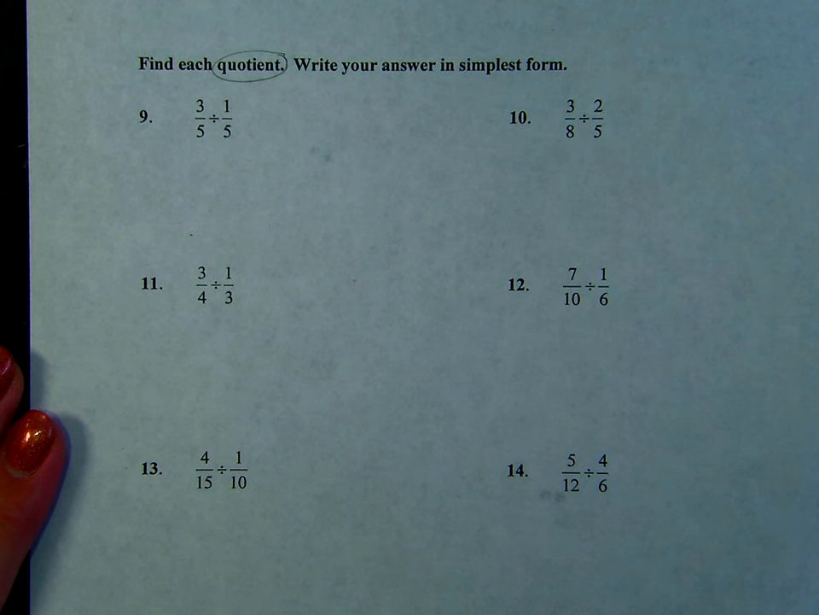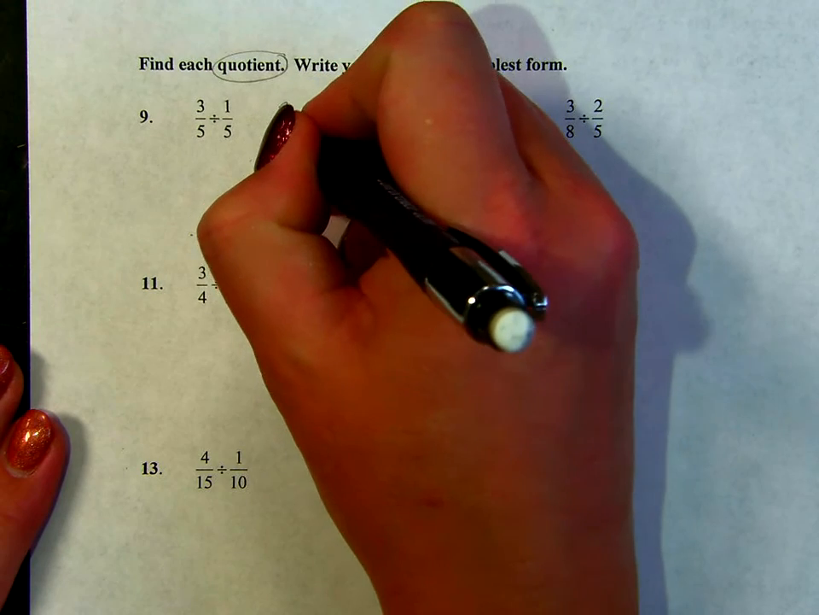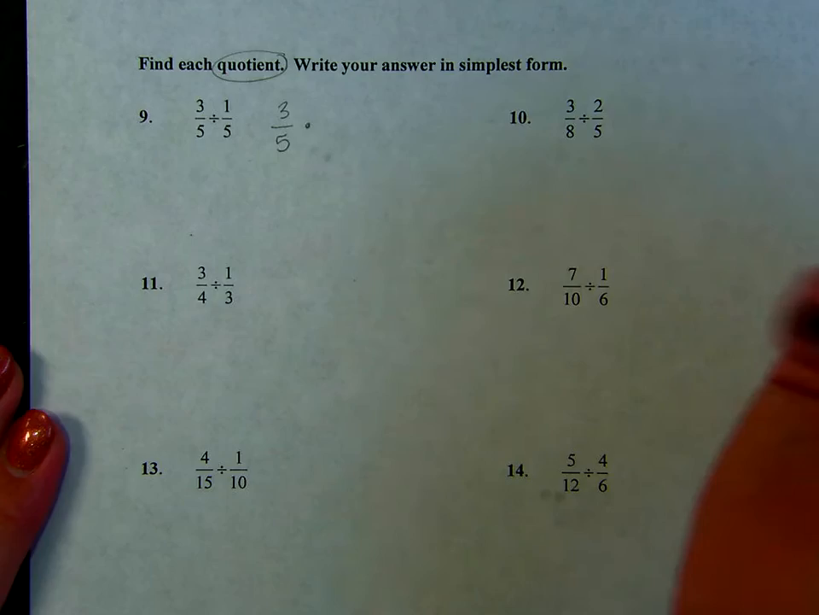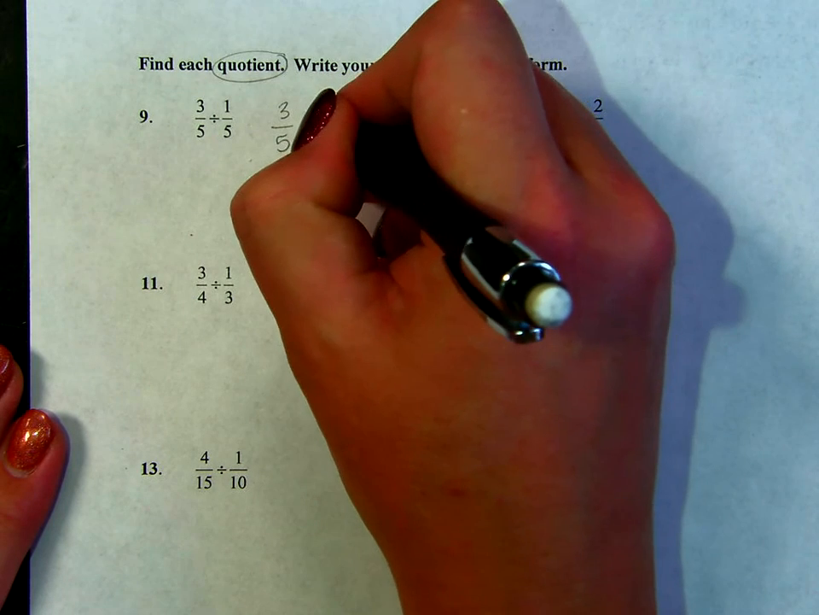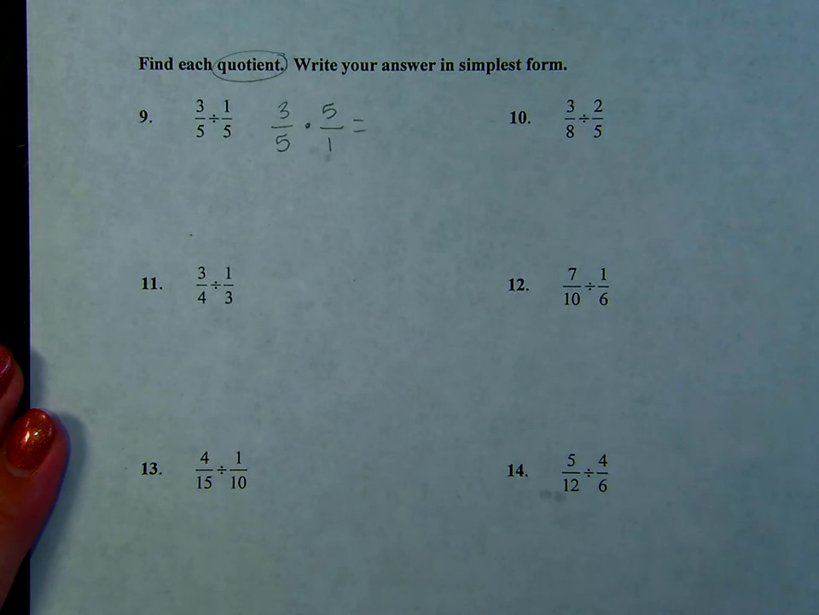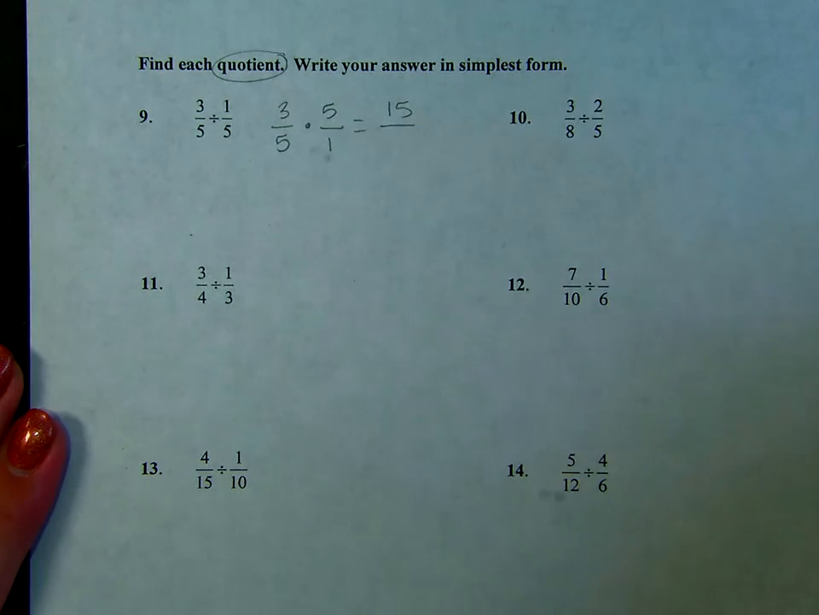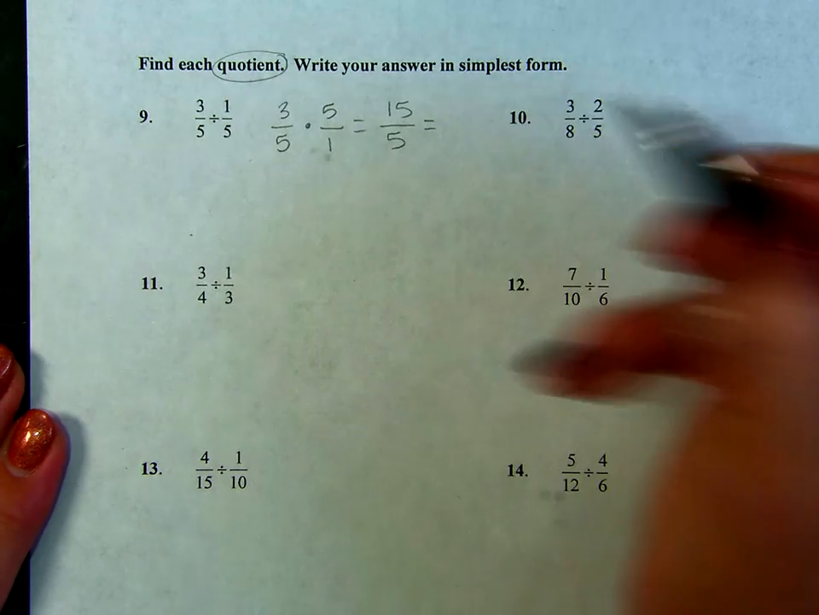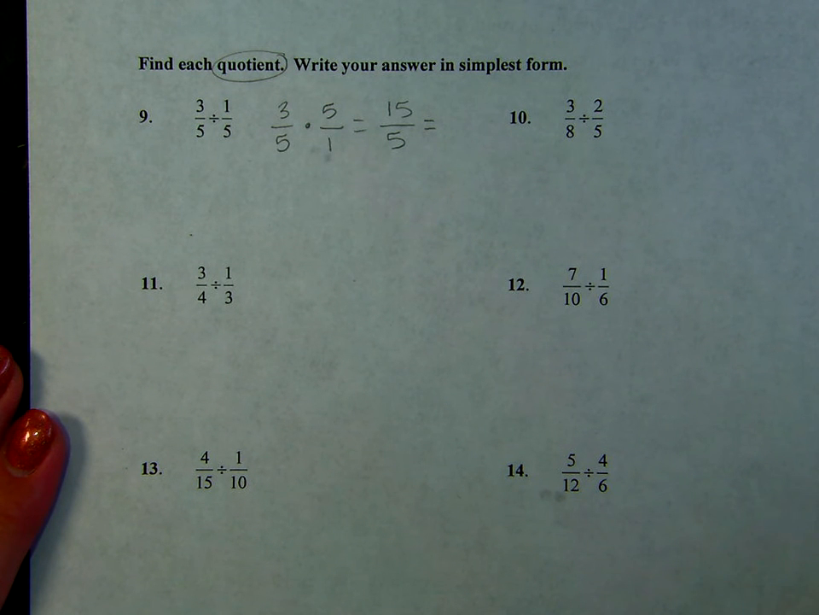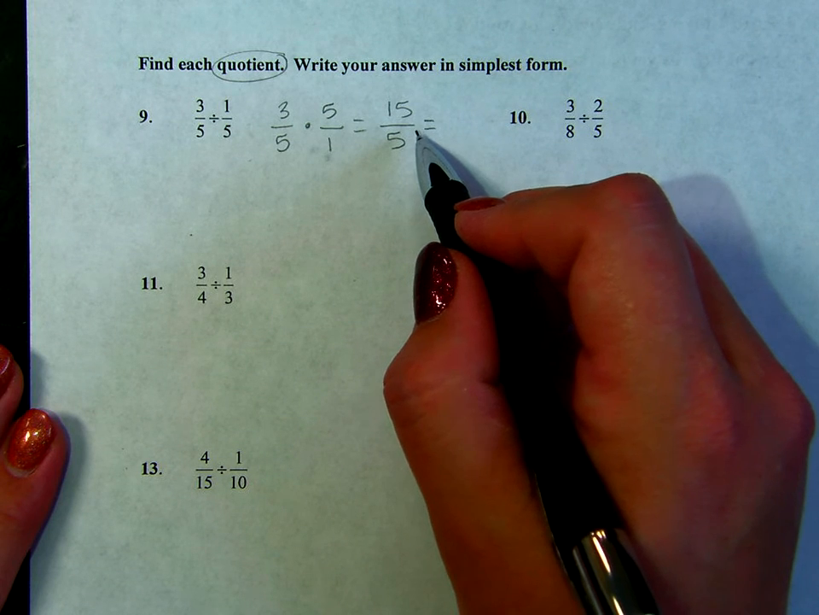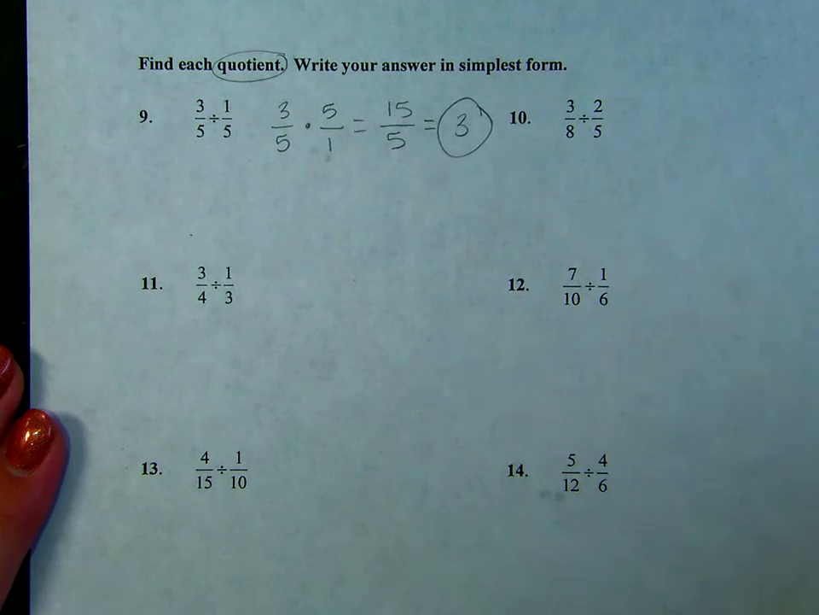So here we go. For number 9, it says 3/5 divided by 1/5. I'm going to keep the first fraction the same. I'm going to change my sign to multiplication. And now I'm going to flip my fraction, so 1/5 becomes 5 over 1. Now we're going to multiply across. So we get 3 times 5, which is 15, over 5 times 1, which is 5. Now let's divide here, because what we have is 15 over 5, and that over bar can also mean division. So 15 divided by 5 gives us 3. So our final answer is 3.